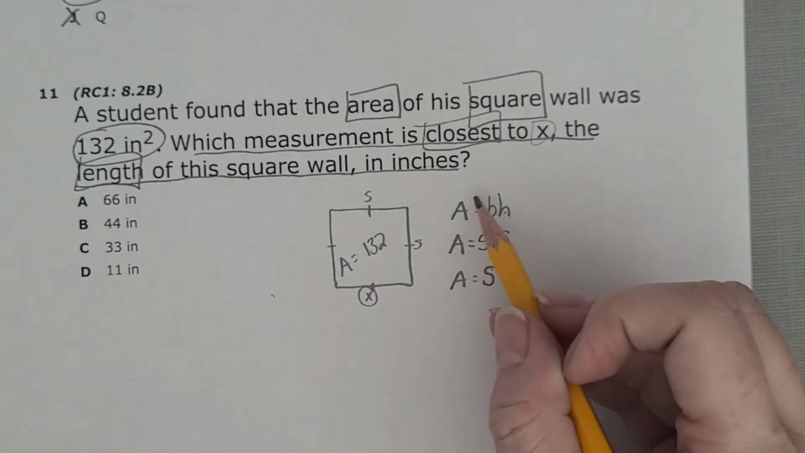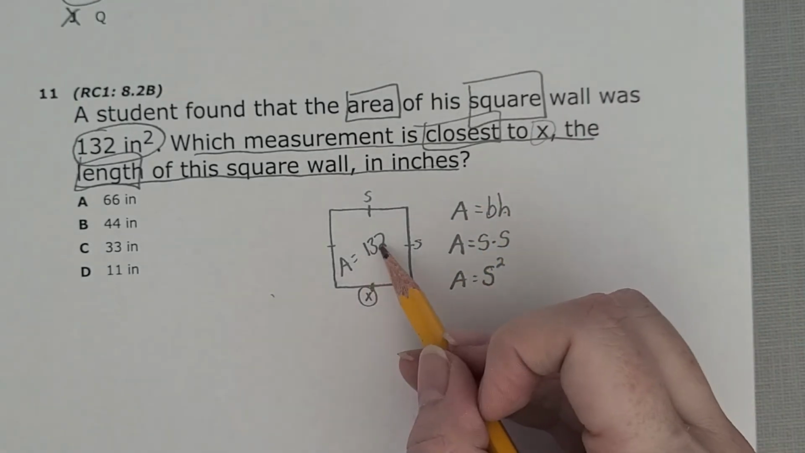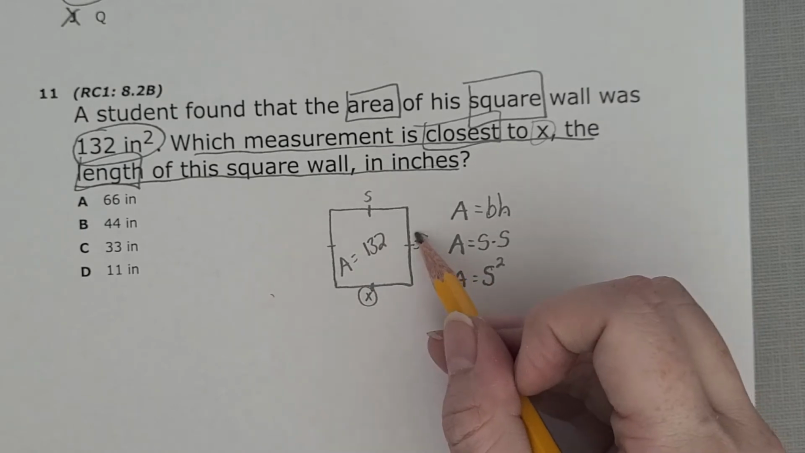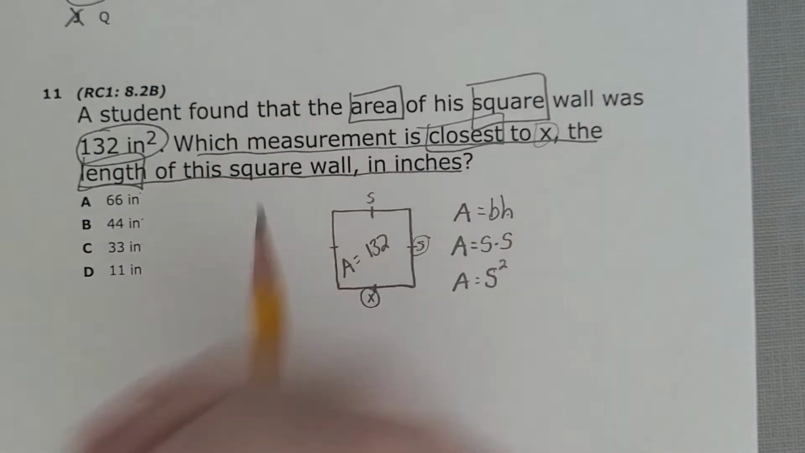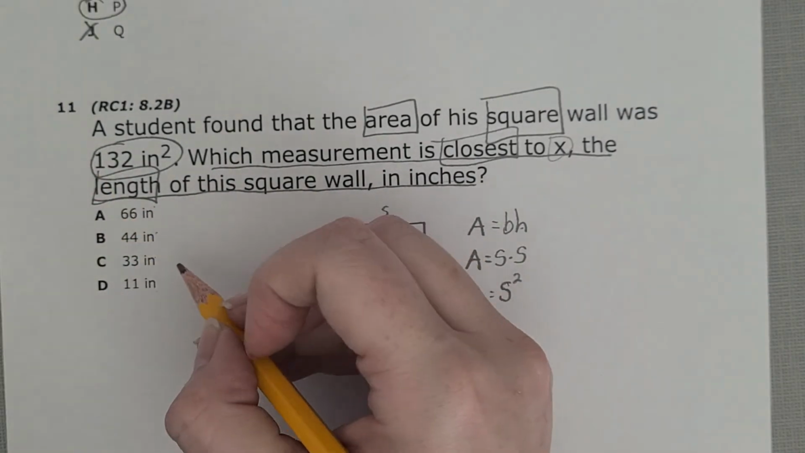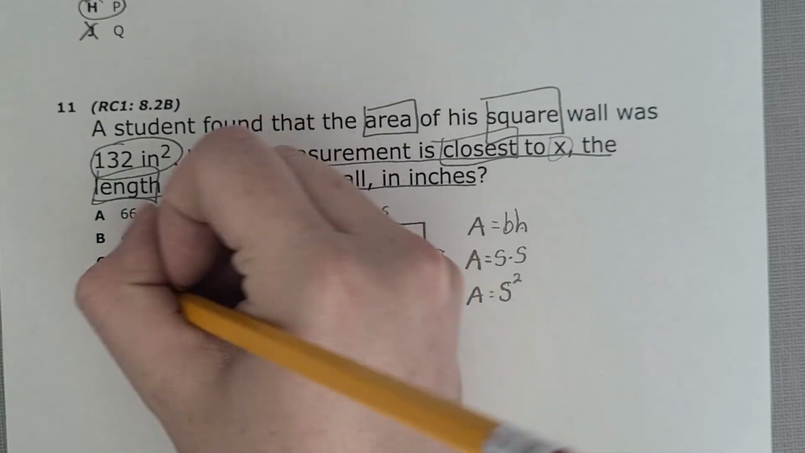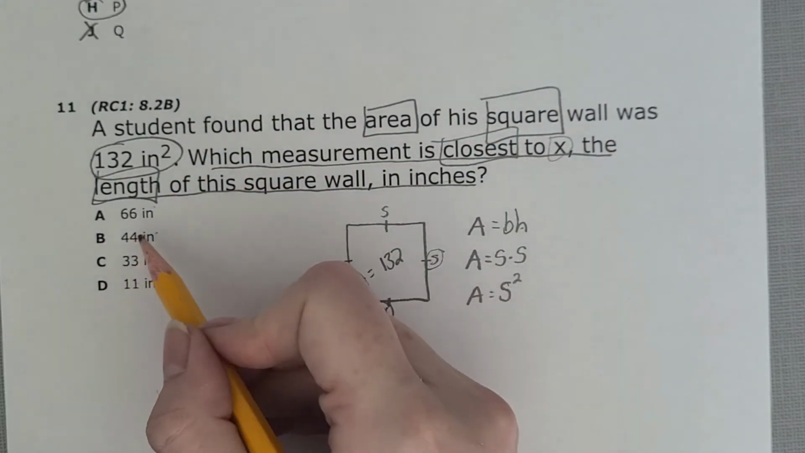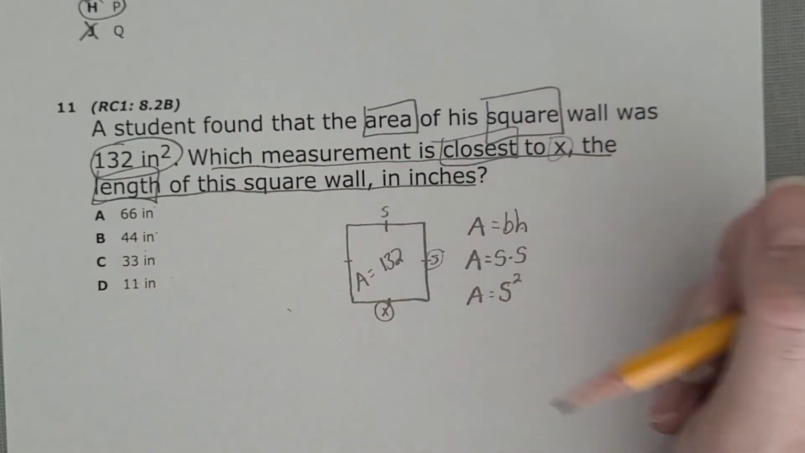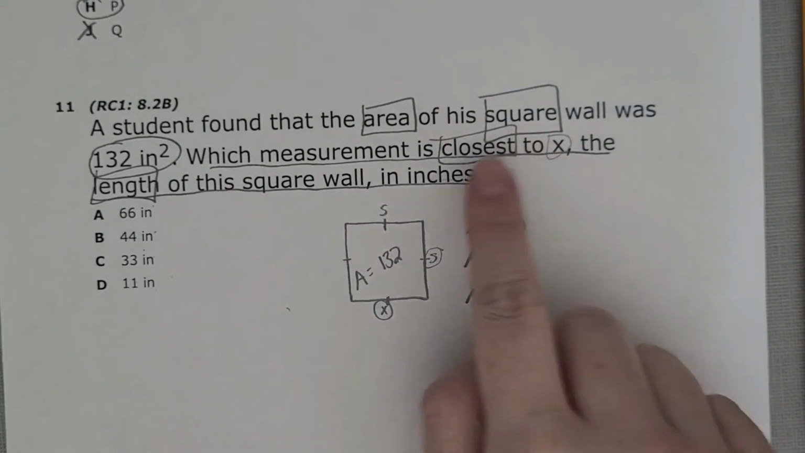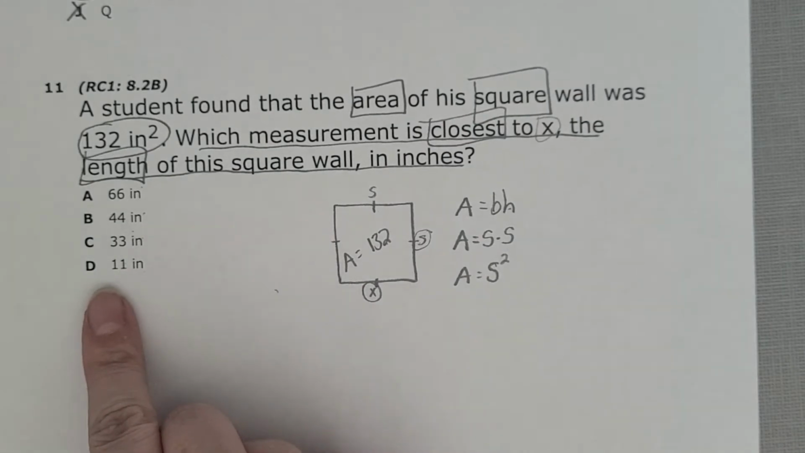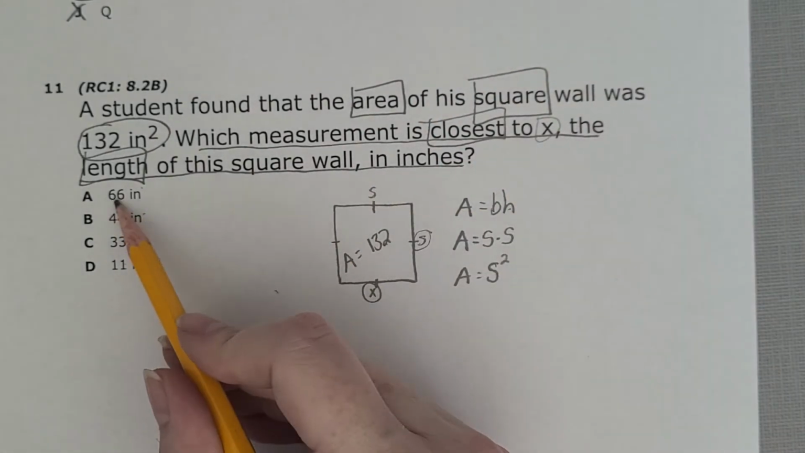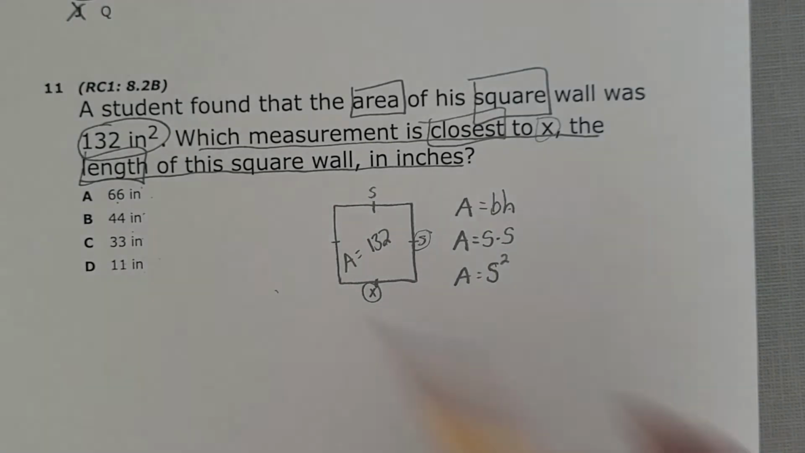So what we're saying here is that this area was gotten by doing the side length times itself. So which one of these could have been that length? Which one of these numbers times itself, 11 squared, 33 squared, or 44 times 44, should equal 132? And we're finding the one that's closest. So you could have gone backwards and been like, whoa, 66 times 66 is going to be huge. That's probably not it.